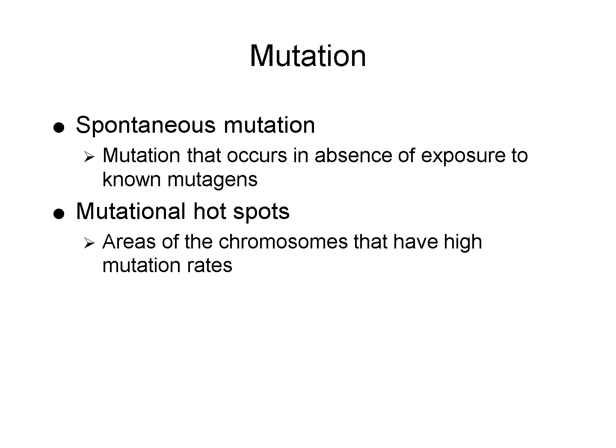Sometimes mutations happen naturally without any outside cause. These are called spontaneous mutations. They occur in the absence of exposure to known mutagens like chemicals or radiation. Certain regions of chromosomes, called mutational hotspots, are more prone to changes. These hotspots have much higher mutation rates compared to other parts of the genetic material.